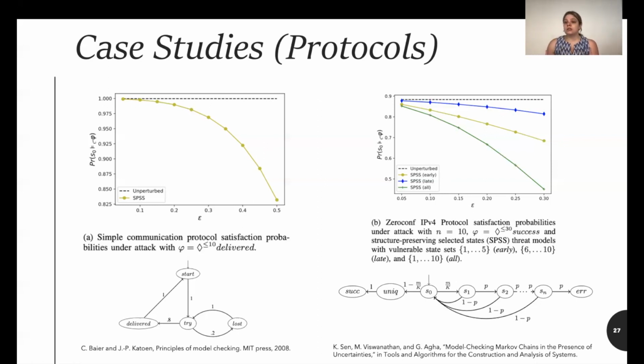So this tool is also useful because you can change the adversary's ability to modify transitions in a system, and you can see which adversaries are more or less able to affect the utility.